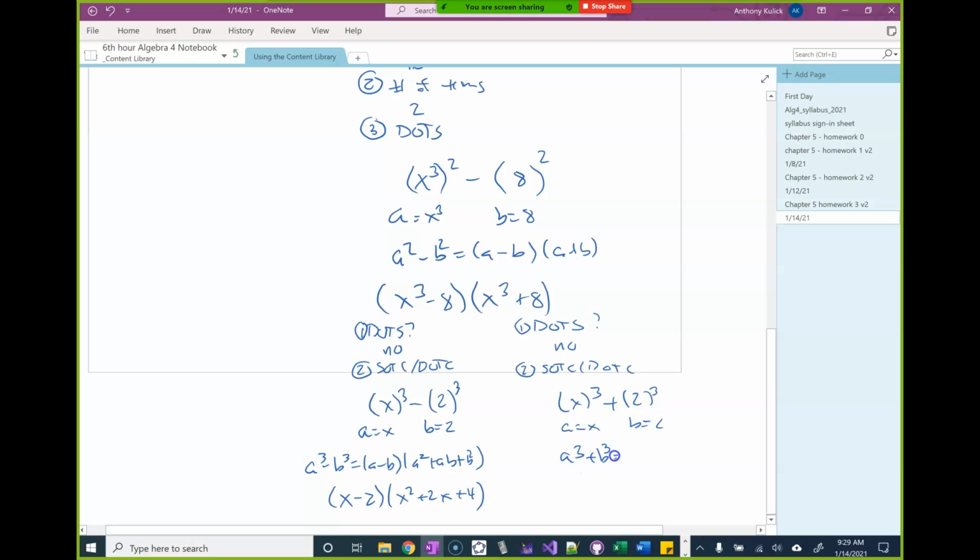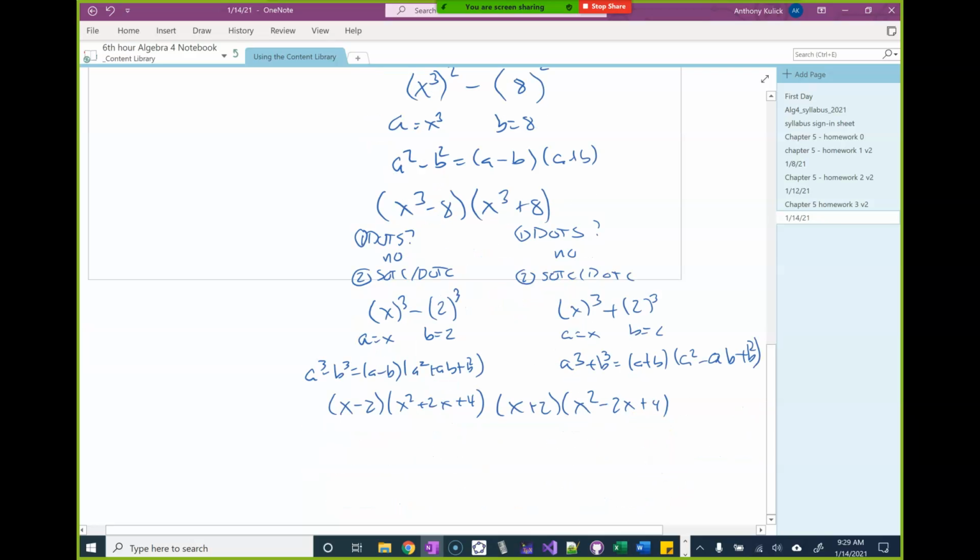So let me write down that sum of cubes factoring pattern. And then we'll just fill things in. So we'll have x plus 2 and then x squared minus 2x plus 4. And again, neither one of those two factors we can simplify more. The x plus 2 is linear. And the other piece is the quadratic part from a sum or difference of two cubes that we know we can't do anything with.